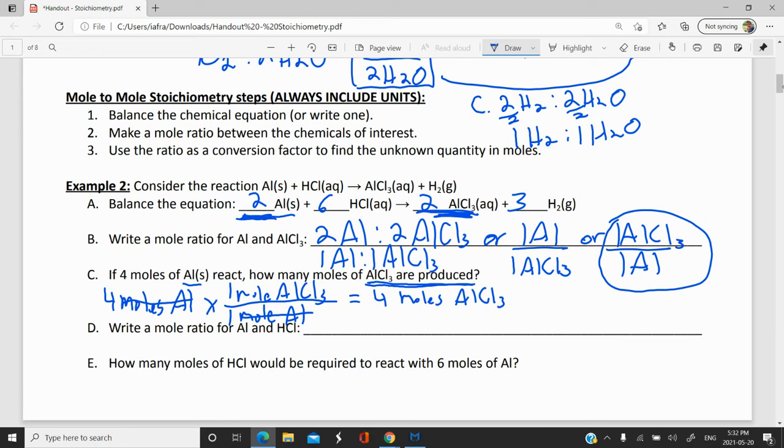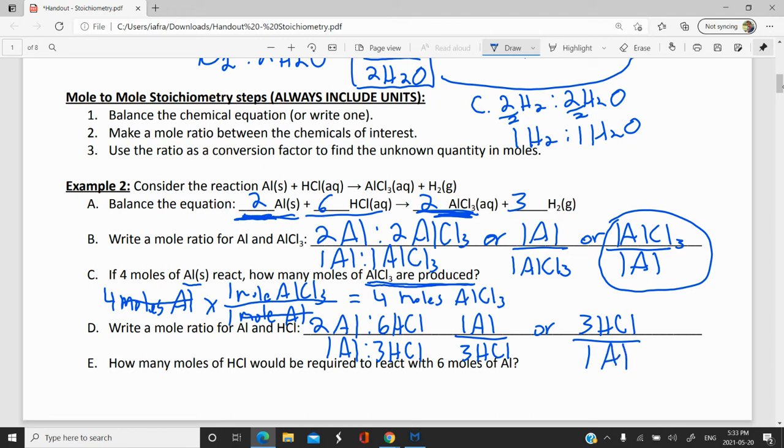Let's do the mole ratio for aluminum and HCl. So here's aluminum, here's HCl. It's 2 moles or molecules of aluminum for every 6 moles or molecules of HCl. And you can reduce that to 1 aluminum for every 3 HCl. You can also write it as a fraction. So for every 1 aluminum that you have, you'll have 3 HCl's reacting. Or for every 3 HCl's reacting, you'll have 1 aluminum reacting.